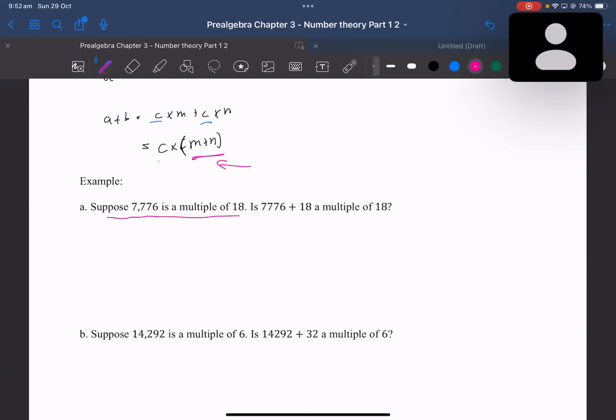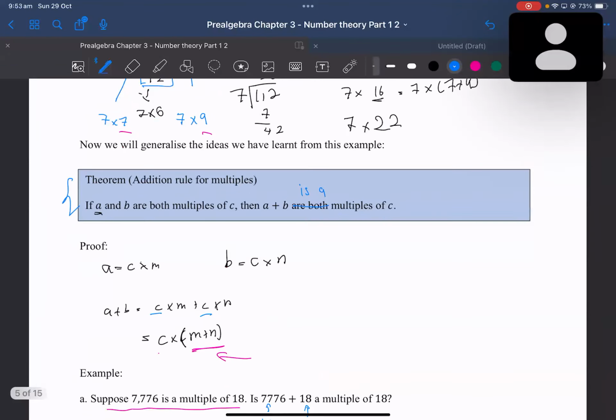Is 7776 plus 18 a multiple of 18? Yes. And why is that? Because you're just adding another 18. This is a multiple of 18, and 18 is obviously a multiple of 18. You're adding two multiples of 18, so when you add them together, it's still going to be a multiple of 18. That's the theorem we learned. So yes.